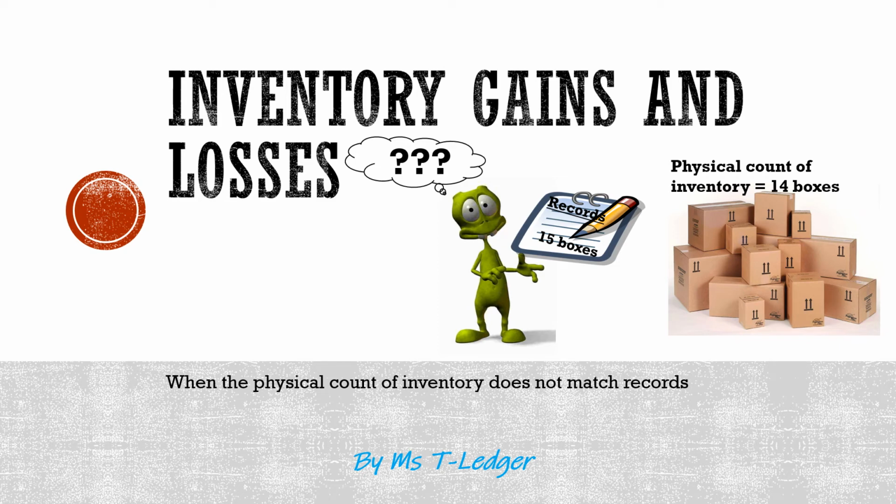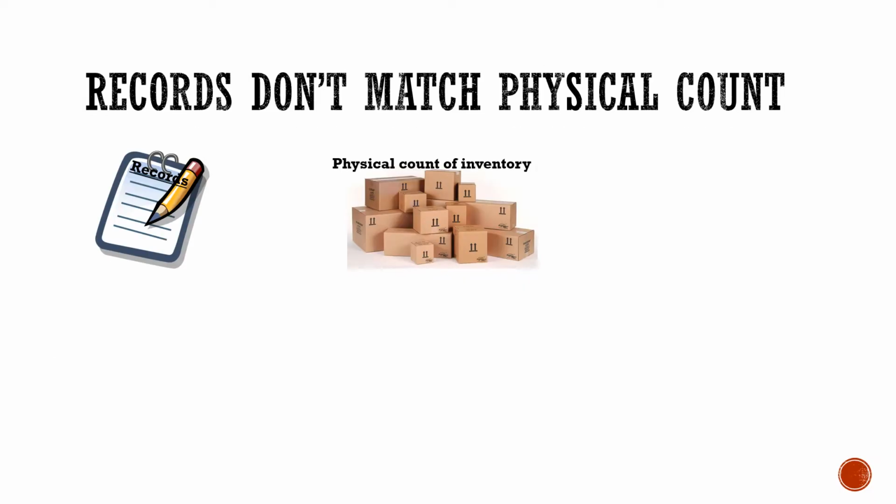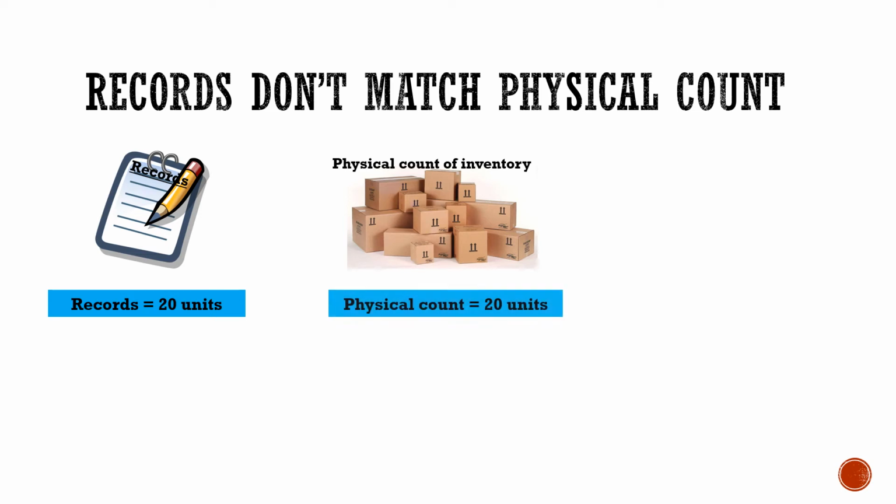In this next section, we'll be looking at inventory gains and losses, and this is the situation when the physical count of inventory does not match the records. In our first scenario, we have in our records 20 units of inventory on hand. When we did a physical count of the inventory, we have counted 20 units that we have on our shelves. In this case, there are no issues here.